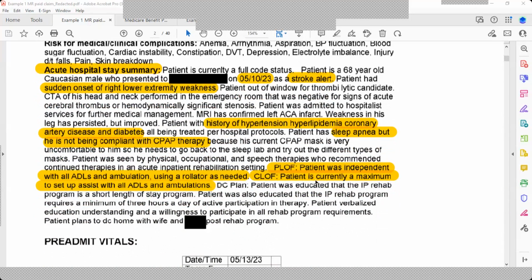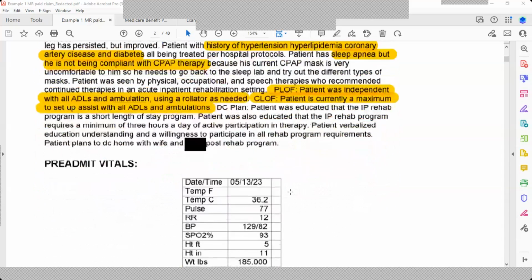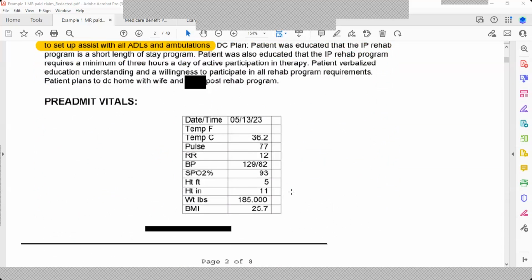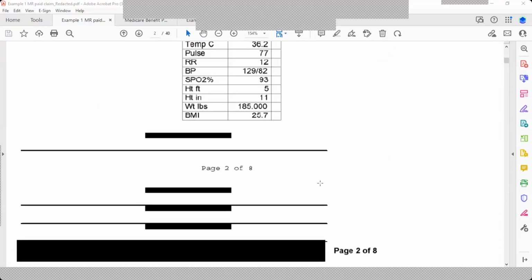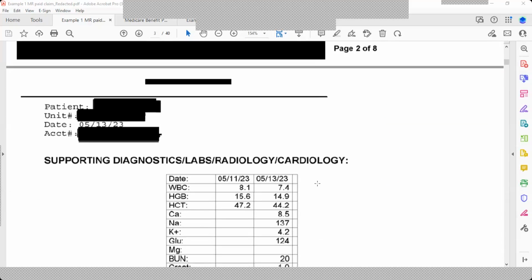Down here we can see that the patient's prior level of function and current level of function are listed in the summary to show the deterioration following the onset of the acute cerebral infarct. A set of pre-admission vital signs is also included on this page. All this information assists the IRF team with developing a full picture of the patient. The next few pages contain labs and a body assessment.